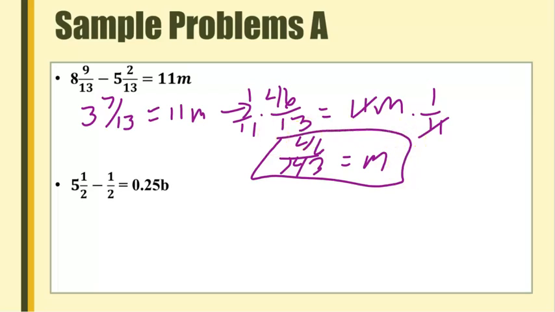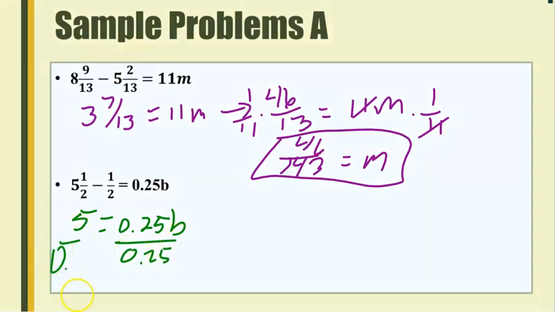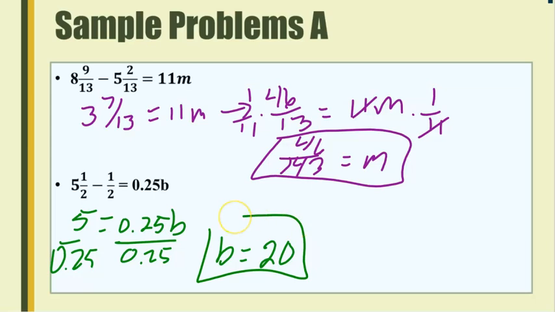And our last one, 5/2 minus half is 5, equals 0.25b. Divide by 0.25 on both sides. And 5 divided by 0.25 gives us 20. So that is our lesson on solving one-step multiplication and division equations.